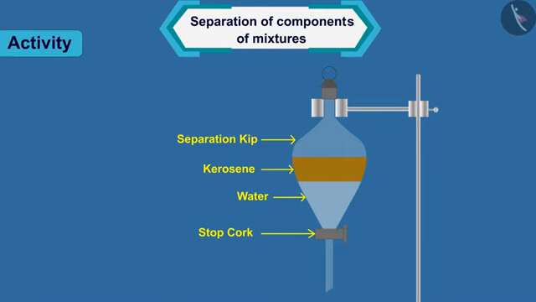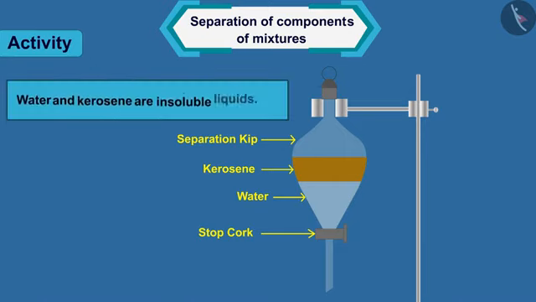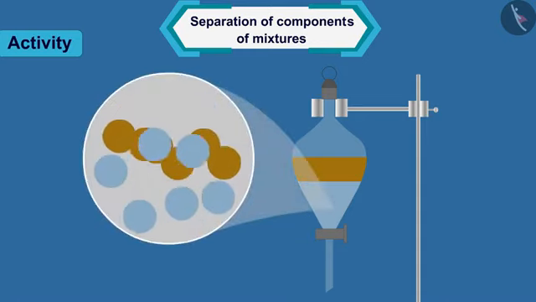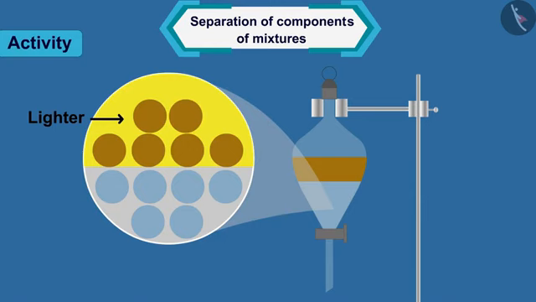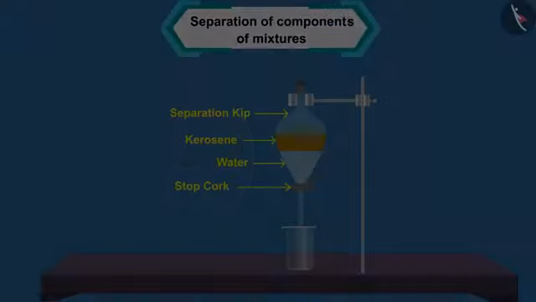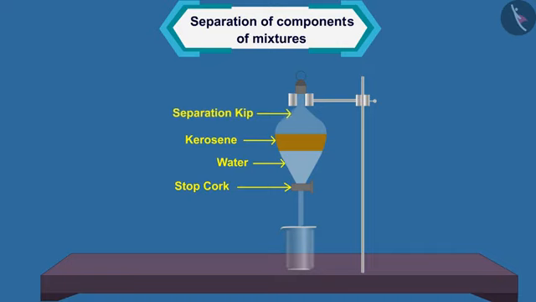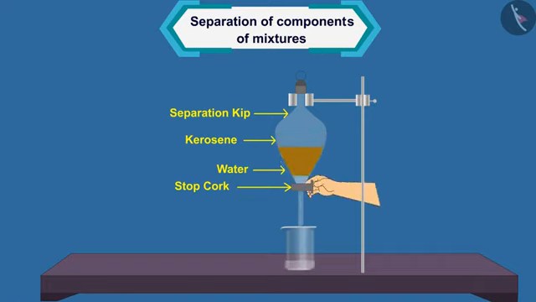This is possible because water and kerosene are insoluble liquids. Kerosene, being lighter than water, rises upwards to form a separate layer. And due to the water being heavy, it remains in the bottom layer. Now, we can open the stopcock of the separation funnel carefully and remove the bottom water layer into a beaker. Close the stopcock as soon as the oil reaches the bottom.